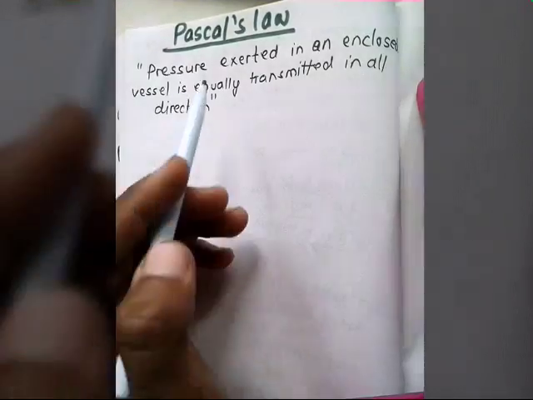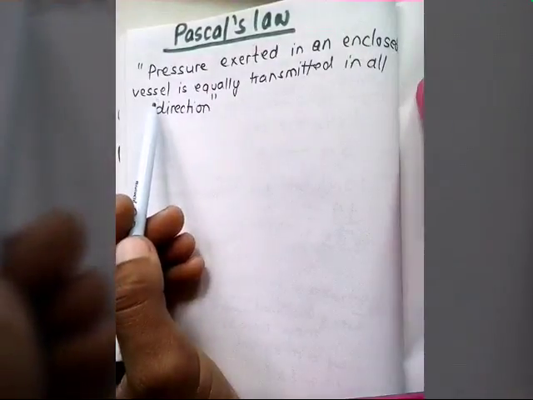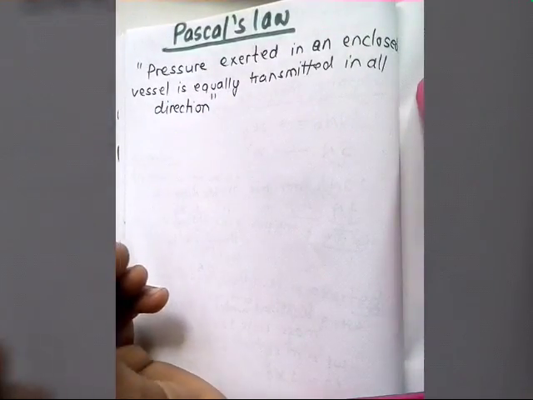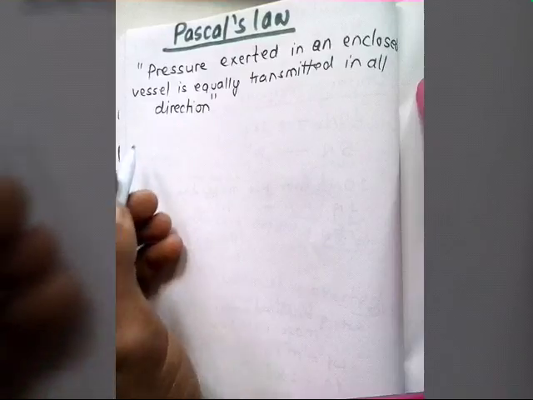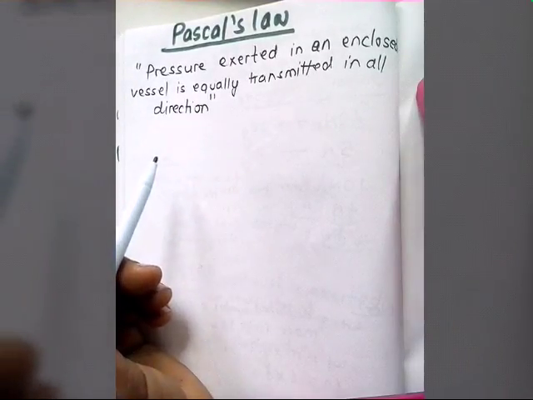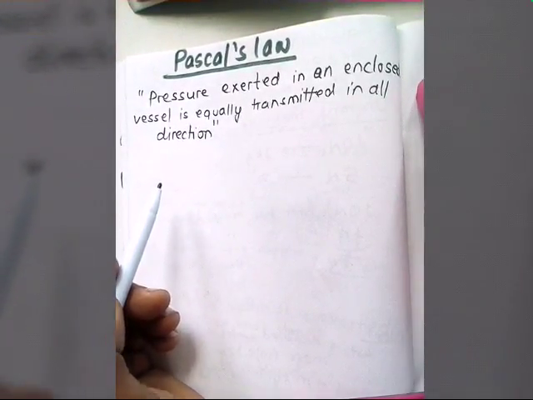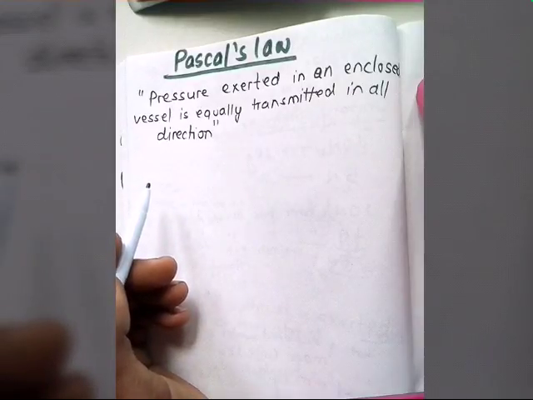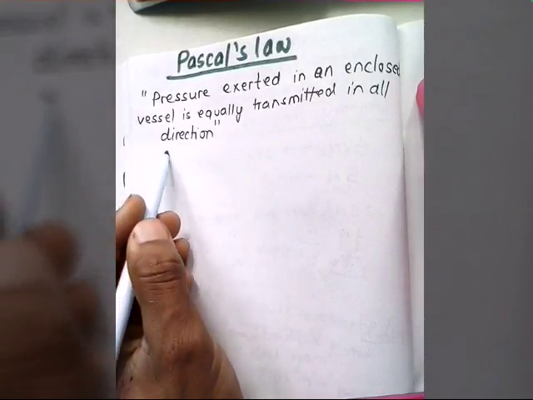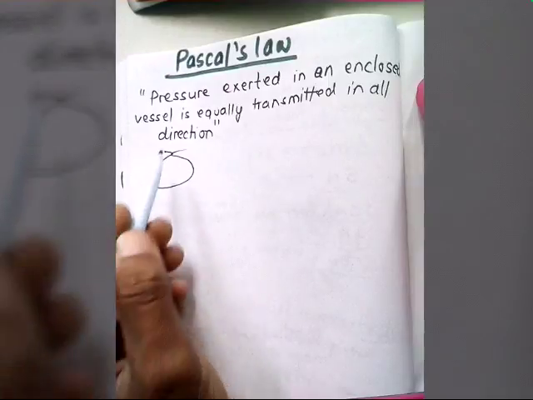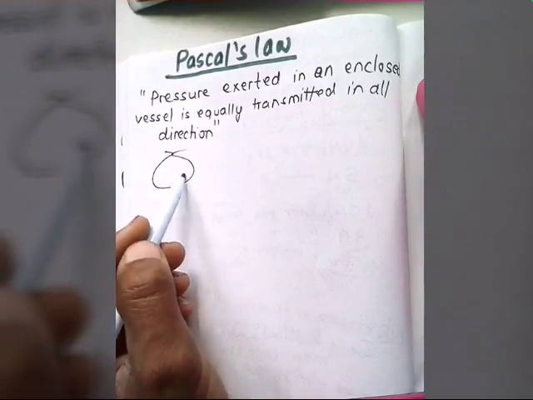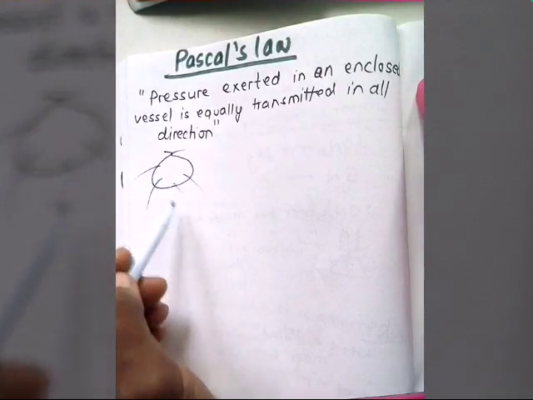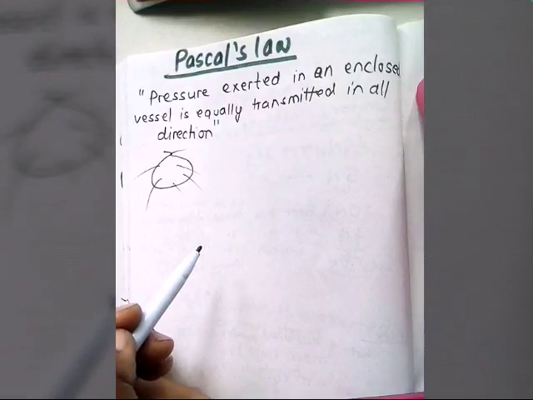It states that pressure exerted in an enclosed vessel is equally transmitted in all directions. Now there's quite a possible diagram with this, and you may be asked to identify the given principle associated with the diagram. So we have this kind of diagram, the plastic container like that. The liquids come out when we apply pressure. The liquid comes out with equal pressure.